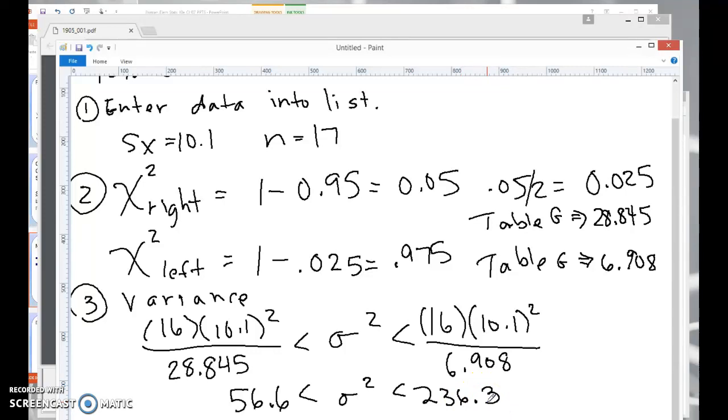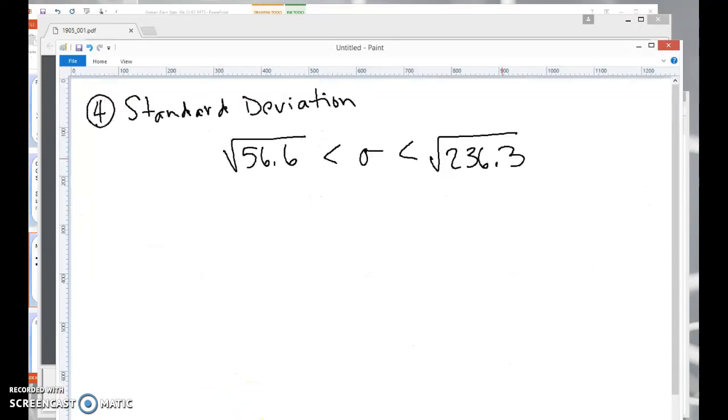Remembering standard deviation is then just the square root of these two values. Now I do the square root, getting 7.5 and 15.4. I can be 95% confident that my standard deviation will fall between 7 and 5/10 and 15 and 4/10.